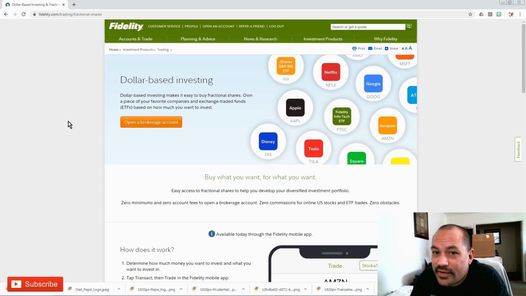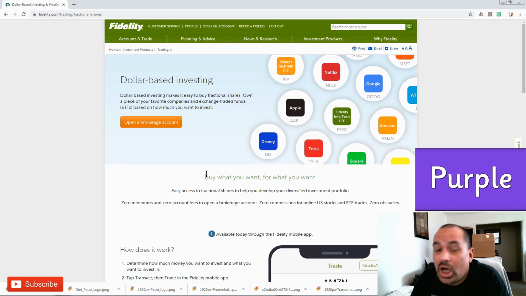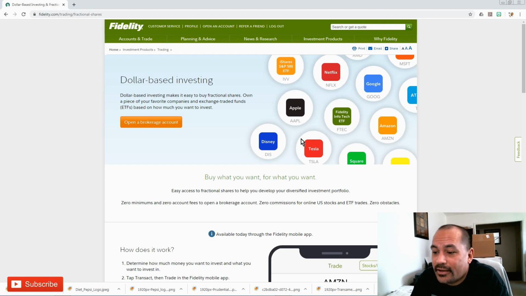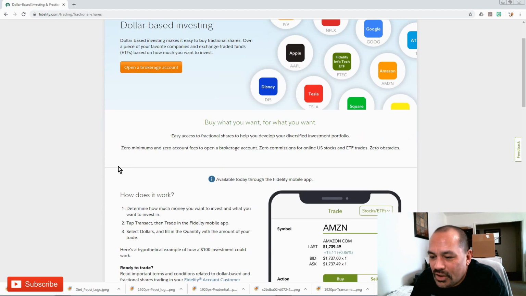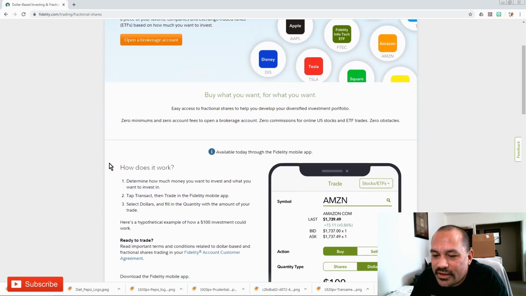And the greatest thing, which is a huge advantage over M1 Finance, is that you can trade all day long. All day. You don't have to worry about just one trading window like with M1 Finance. If you're at lunch, you can decide to buy $20 worth of Apple. You know what I mean? Which is nice. With M1 Finance, you can't do that.